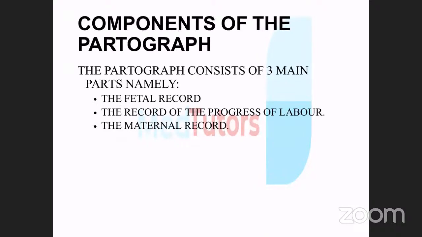What are the components of the pathograph? The pathograph comprises 3 components: the fetal record, the record of the progress of labor, and the maternal record.